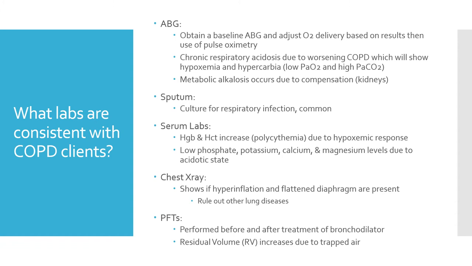Chronic respiratory acidosis will be seen on that ABG due to the worsening COPD state, showing hypoxemia and hypercarbia, so a low O2 and a high CO2. On the ABG, we may also see metabolic alkalosis due to the compensation by the kidneys. So if it goes the opposite direction, or they went into an exacerbation because of their metabolic alkalotic state, it's because the respiratory system tried to kick in to compensate, but they were already compensating. So again, it's just too much for the respiratory system to handle.